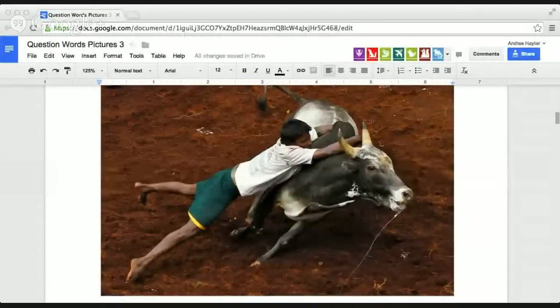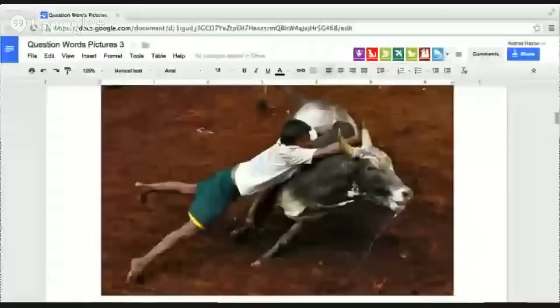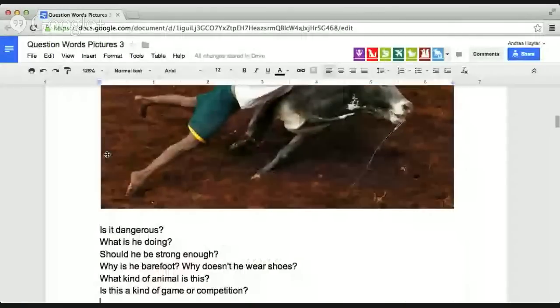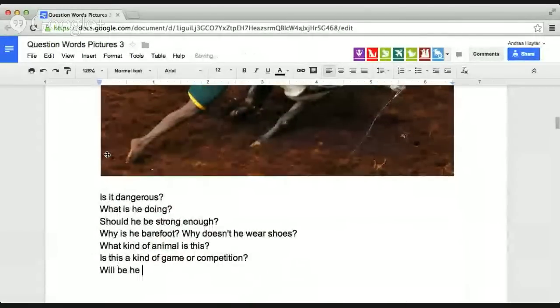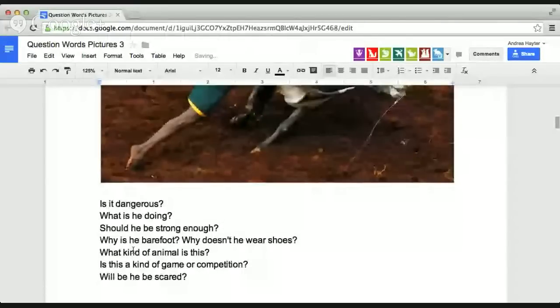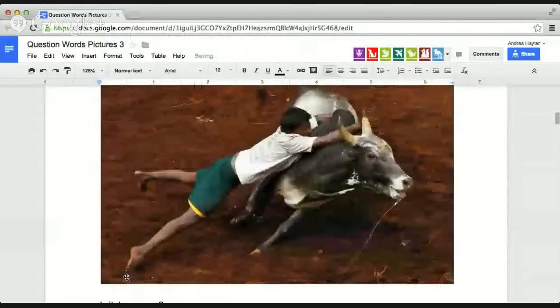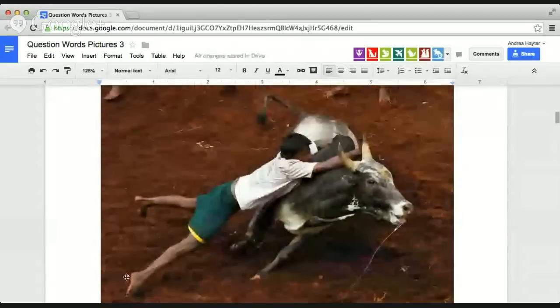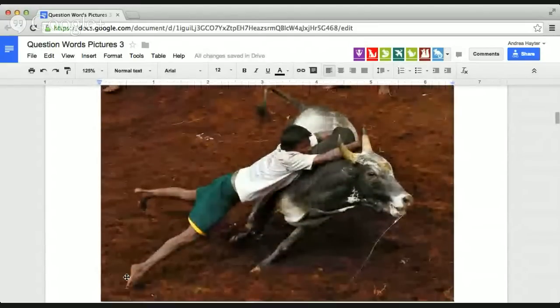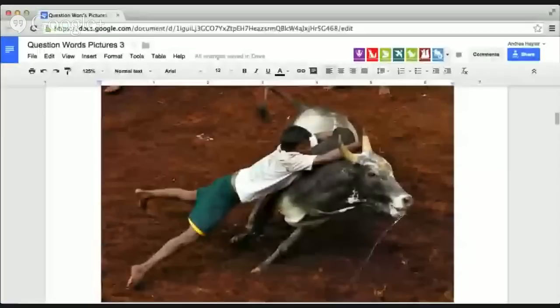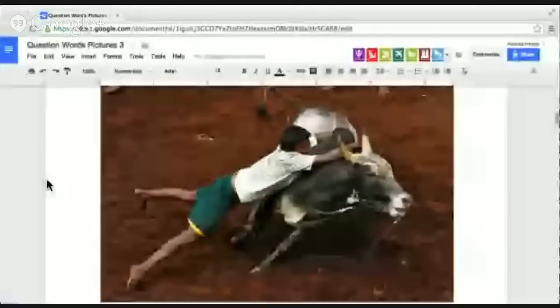Will he be scared? Will he be scared? I hope so. I would be scared about this. A stray bull. Catch the bull. Yes, I would be very scared to do this. Okay, Kishan.